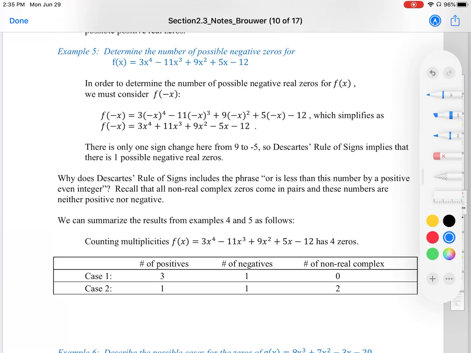Determine the number of possible negative zeros. Here we have to do some work. I have to plug in a negative x, and it might change signs depending on your exponent. So let's take a look. A negative number raised to an even exponent gives a positive result. A negative raised to an odd exponent gives a negative. With a negative times a negative, the 11 becomes positive. A negative x squared keeps it positive. A negative times a positive gives minus 5x, and negative 12 stays.